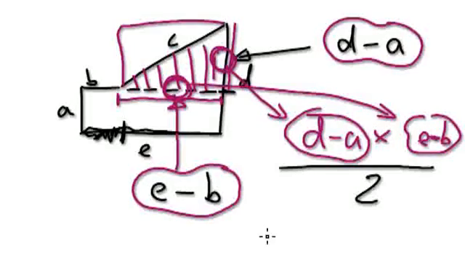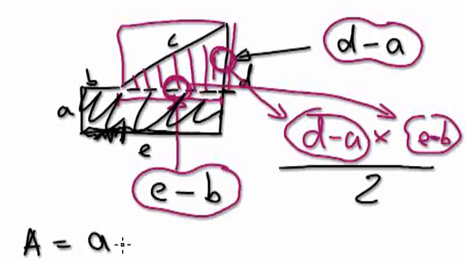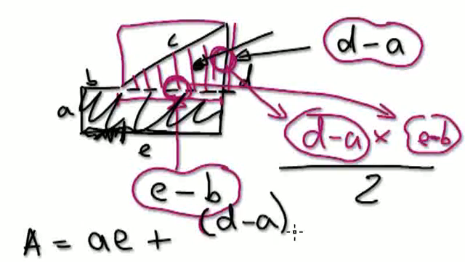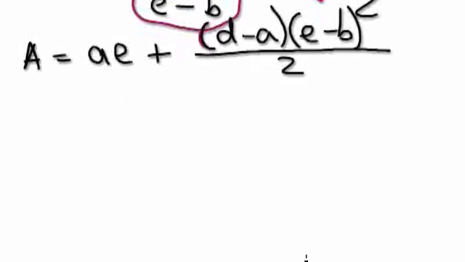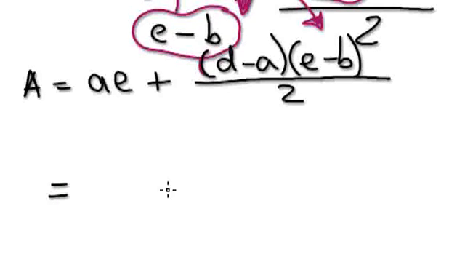So the whole area, capital A, equals the rectangle at the bottom, which is AE, plus this thing here, which is D minus A, times E minus B, all divided by 2. That would be our formula for the whole thing.